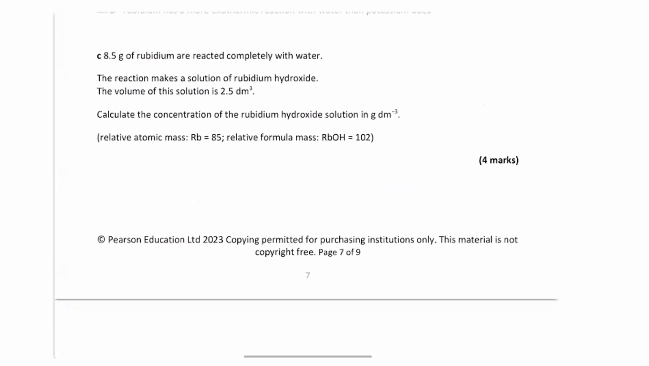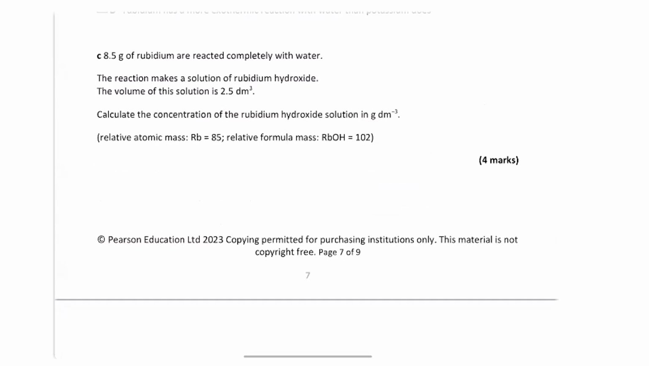So our last part here, and this is the last question that I'm going to go over in this session. 8.5 grams of rubidium are reacted completely with water. The reaction makes the solution rubidium hydroxide. The volume of the solution is 2.5 decimeters cubed. Calculate the concentration of rubidium hydroxide solution in grams per decimeters cubed. And it gives us a relative atomic mass, and it gives us a relative formula.